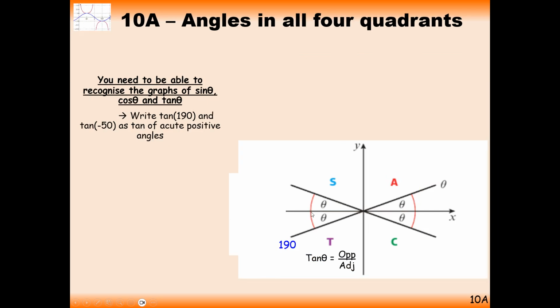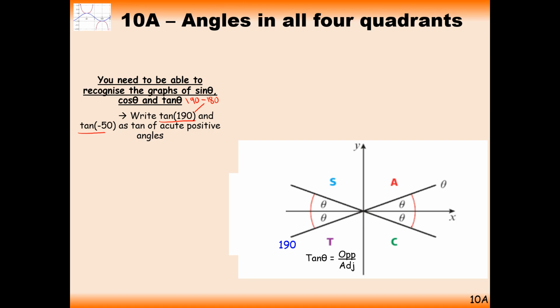So in this next question, we've been given tan of 190 degrees and tan of negative 50. Write them as tan of positive angles. So let's deal with one of them at a time. There are two questions in one at this moment. So tan of 190. We said that the tan graph repeats itself every 180 degrees. So we can just take away 180 from 190 and that would be 10 degrees. So that's equivalent to 10 degrees.